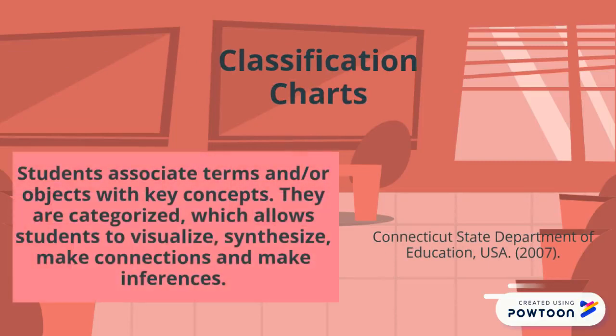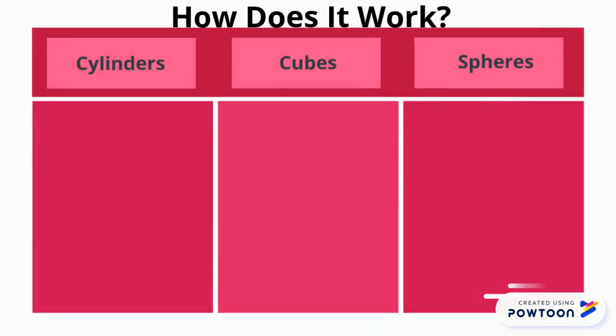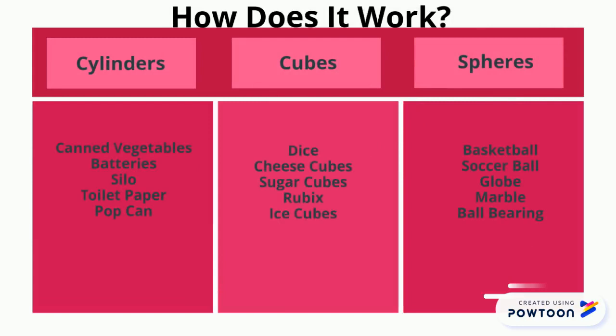Next, we have classification charts. Students associate terms and/or objects with key concepts. They are categorized, which allows students to visualize, synthesize, make connections, and make inferences. The teacher writes subjects, categories, or topics across the top row of boxes, and students should be able to recognize that there will be similarities and differences between the categories.